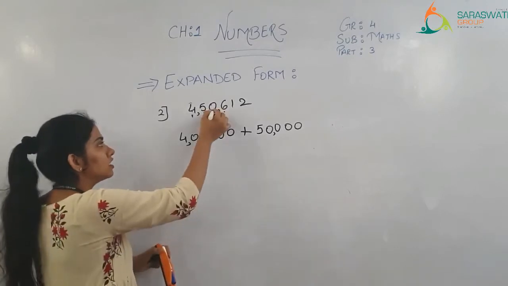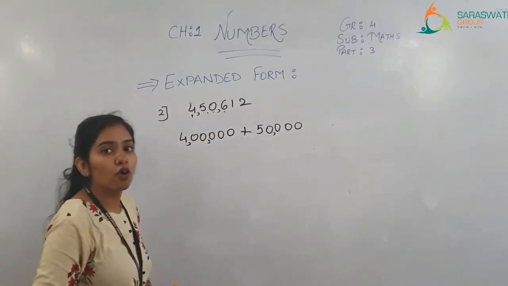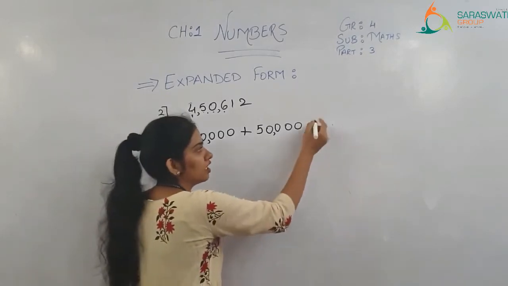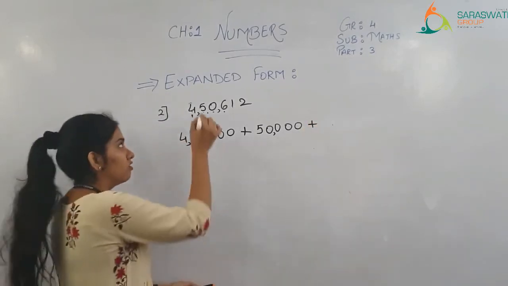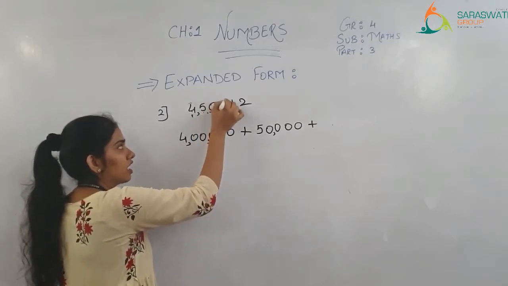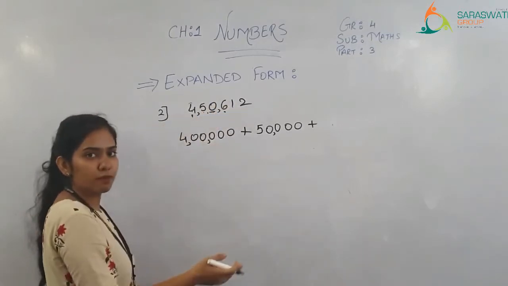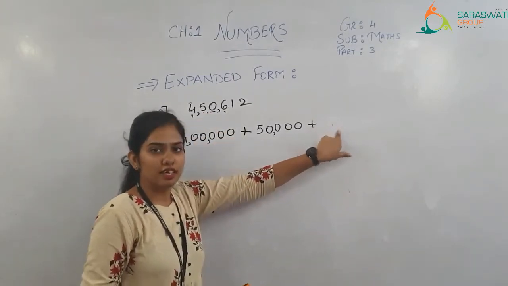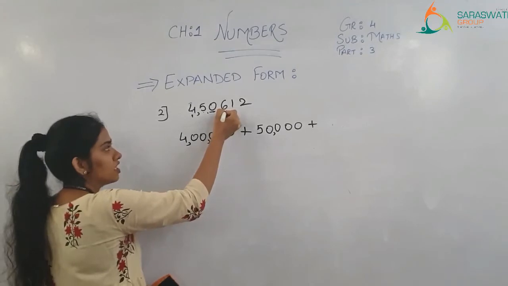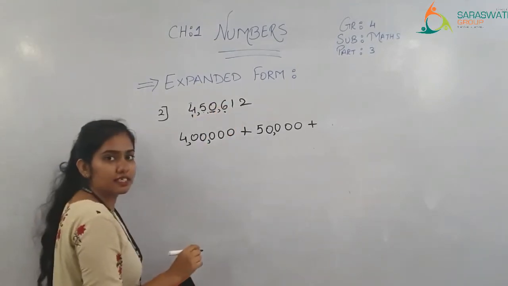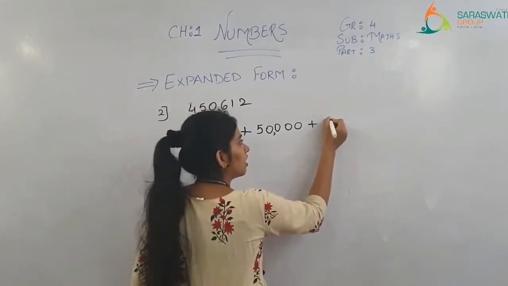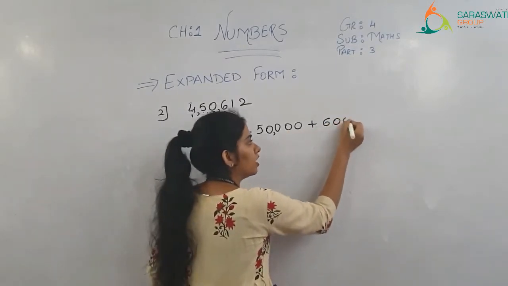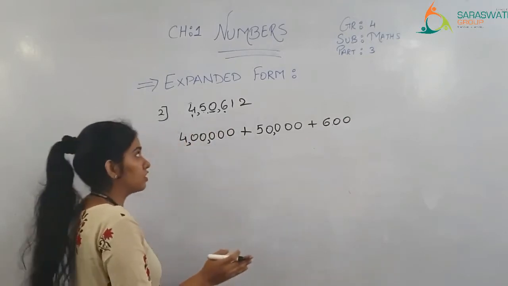After that at thousands place the value is 0. So as the value is 0, we are not going to write it over here in expanded form. We will skip this and directly move to the hundreds place because the value is 0. Now at hundreds place the number is 6. So in hundreds there will be 2 zeros. So 6 followed by 2 zeros, we get 600.